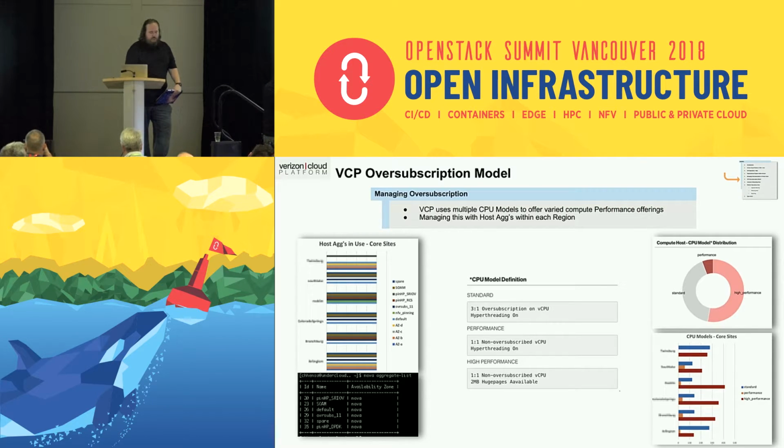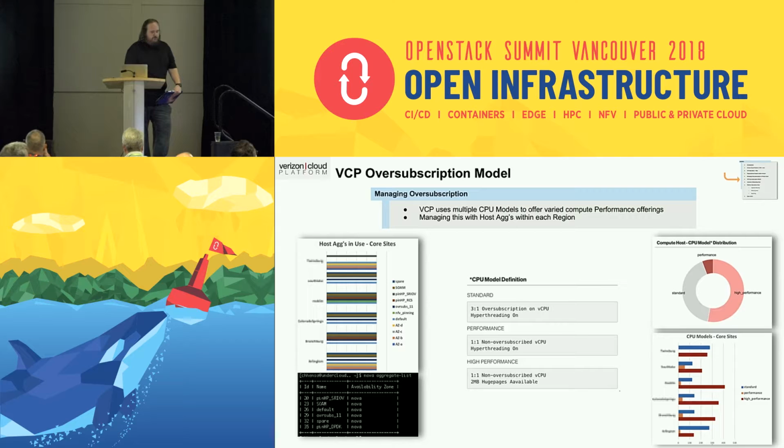But these charts that you're seeing here as well, we've got performance, which is what we call middle of the road. This is one-to-one, non-oversubscribed, with hyper-threading on as a virtual CPU. Standard, today, we're using a 3-to-1 oversubscription, and we reserve the right to change that as we move forward. Some of you will ask me why we chose 3-to-1, because it seemed like a good place to start, and we're reevaluating as we move along. So that's what we call our standard CPU model.